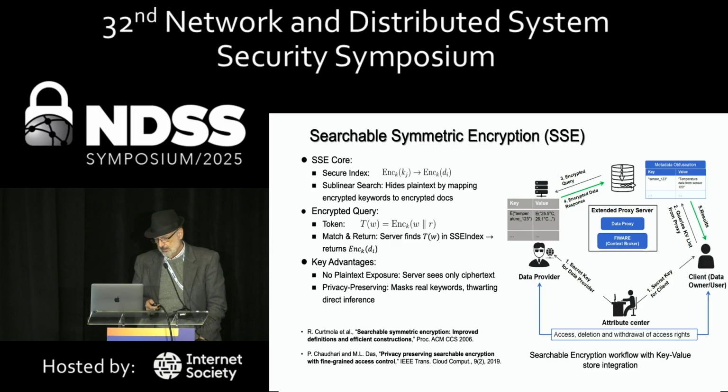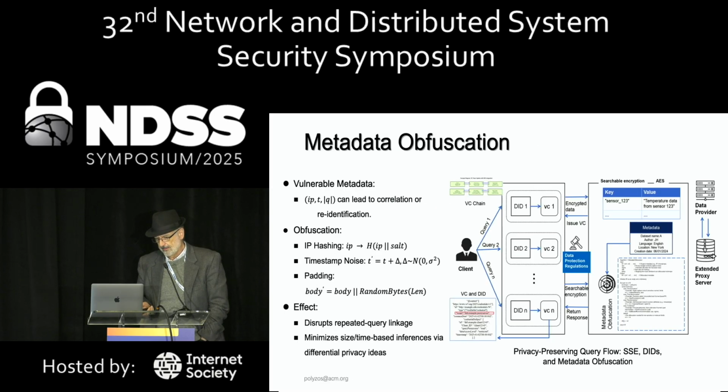And we were based on these two papers down there for the version of searchable encryption we have done. In addition, we do metadata obfuscation. So we do IP hashing, add some noise to timestamps, some padding, okay, and therefore we do more or less standard things to avoid linkage.